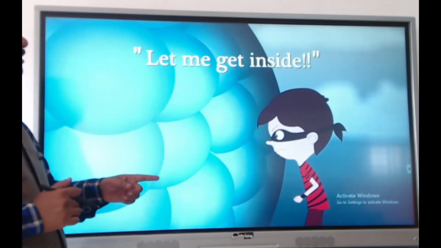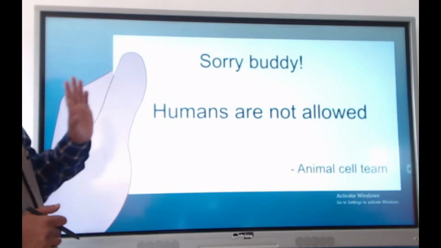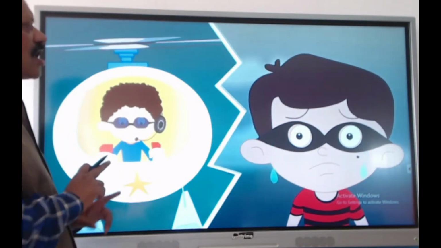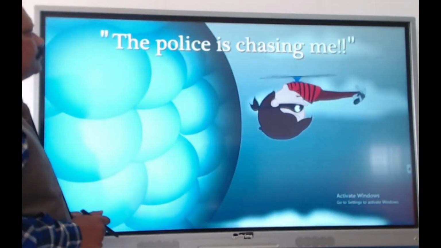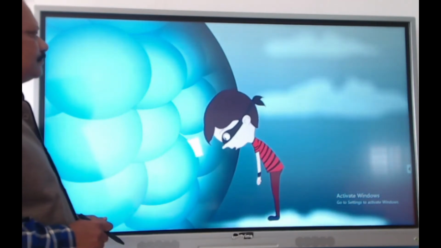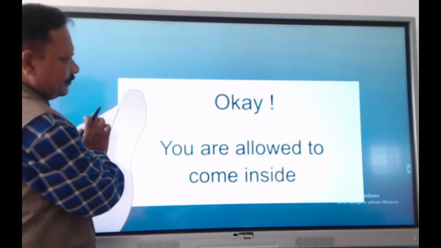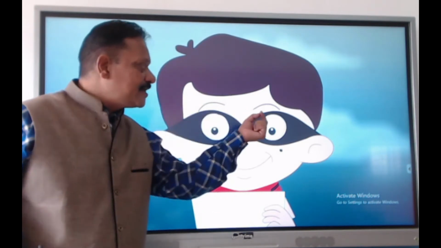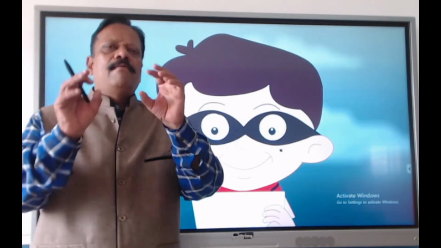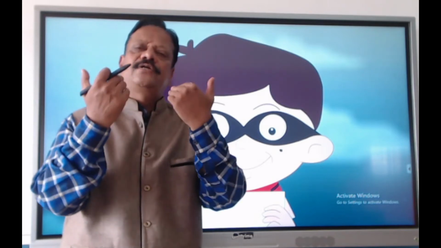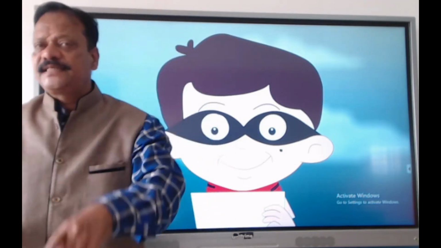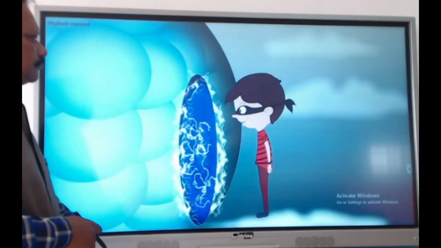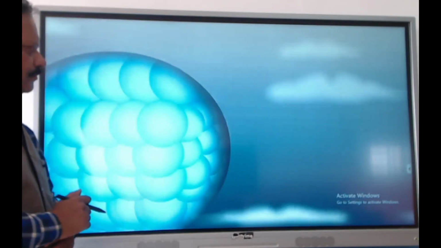Now another material, he is trying to enter inside, but says humans are not allowed. So other materials are not allowed there. Now see what the cell is doing. If that material is required by the cell, sometimes it is allowing that material to enter inside. Because of that, you are calling it differentially permeable or selectively permeable. Just see now, he entered inside now.